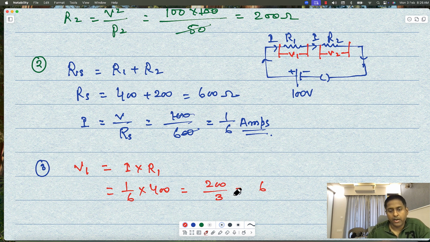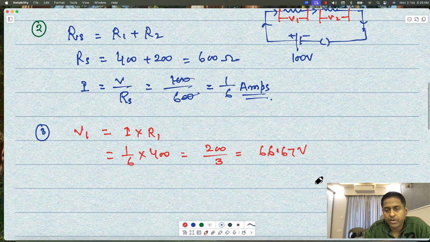So 6 times 18, and 6 times 18, 66.67 volts. 66.67 volt is the potential difference of the first 25 watt bulb.